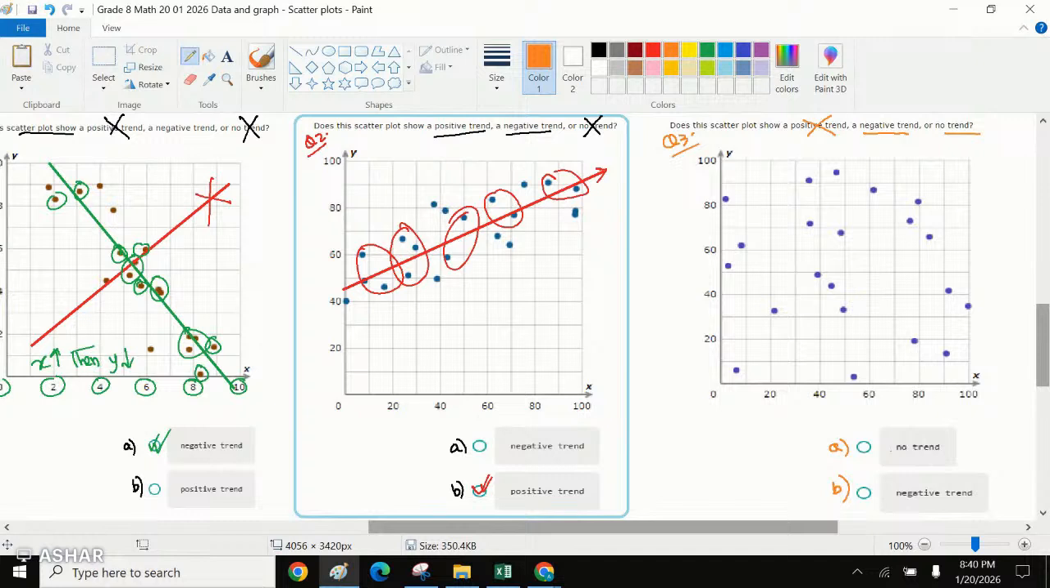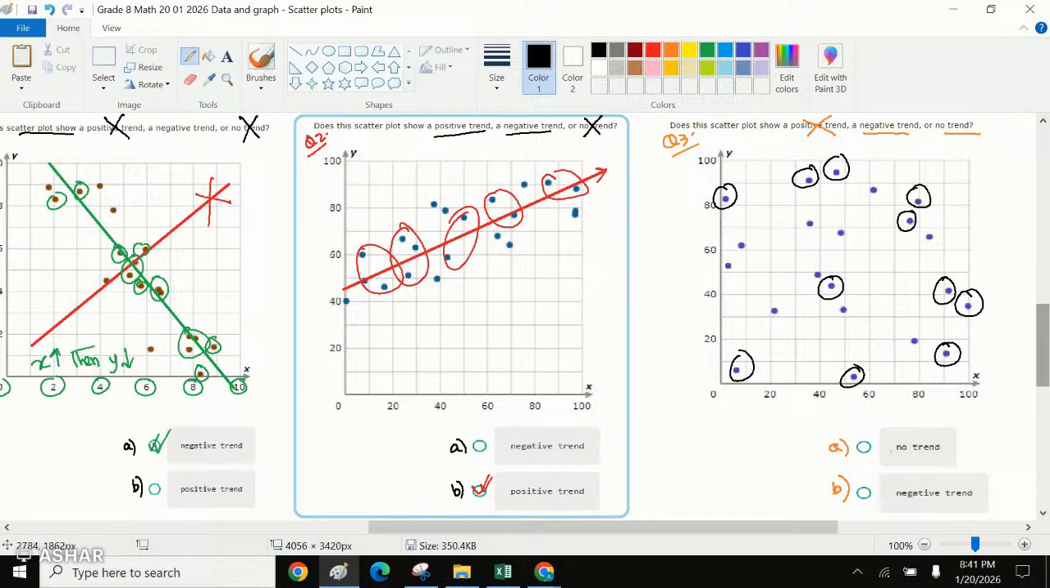What should be the pattern over here? Yusuf, what should be the pattern? See, it cannot be negative because we cannot draw a line that is going downwards, right? But what we can see is that all the points are scattered without a pattern, right? They're randomly placed. Yusuf, can you give me the answer? Which trend is it? Is it a negative trend or is it no trend?